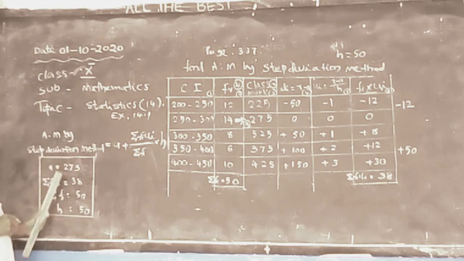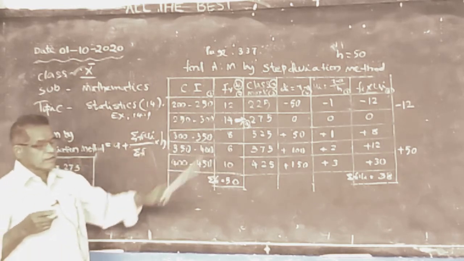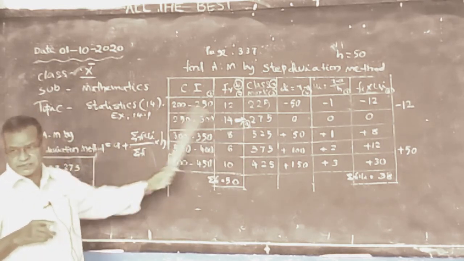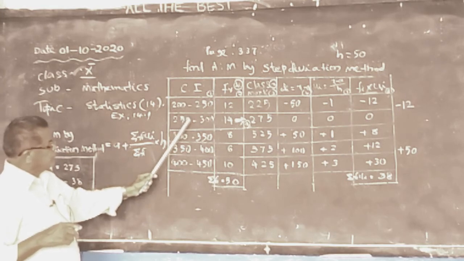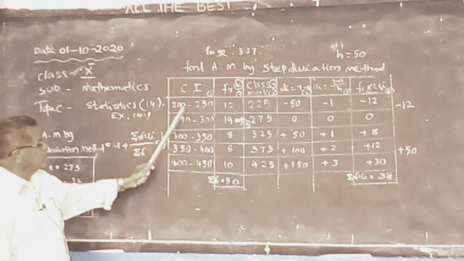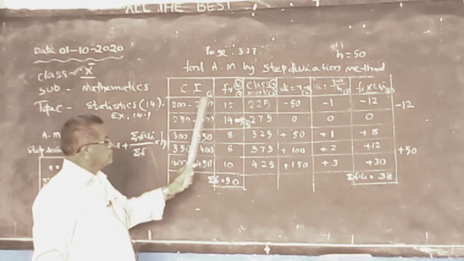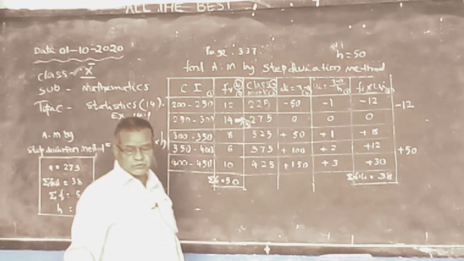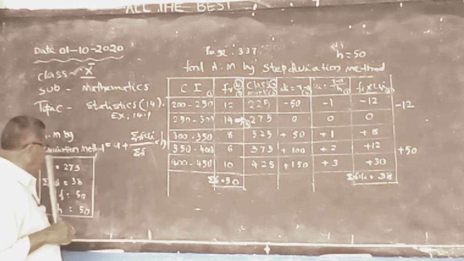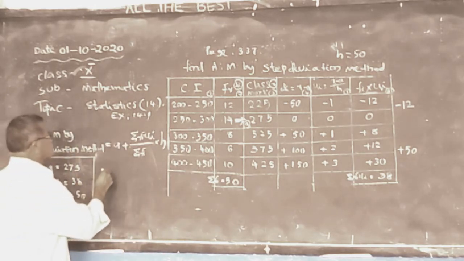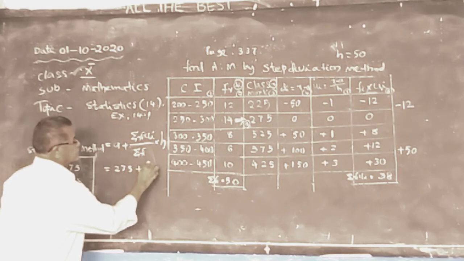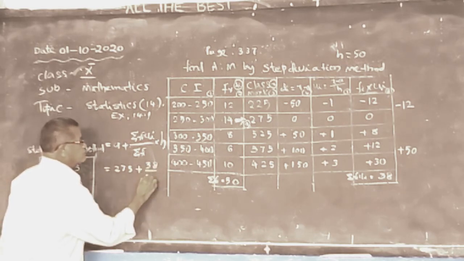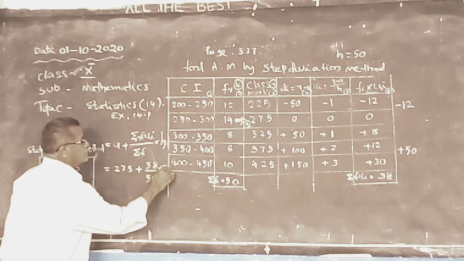Writing the formula will get half a mark, and the remaining marks are for all the calculations. See, you maintain it like this. There are six columns. The first and second columns come with the question. Fill the third, fourth, fifth and sixth columns and substitute. What is the A value? 275, plus sigma fi ui, 38, over total frequency 50, h value 50.